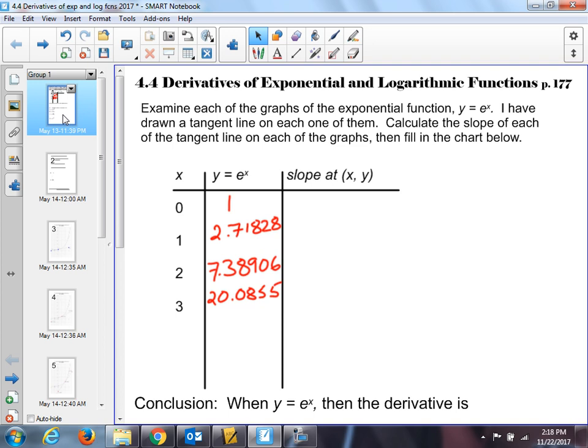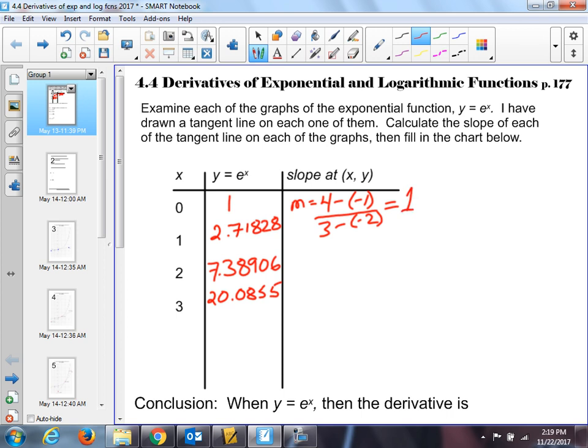I'm not standing up because my back hurts like a devil. And you're just applying the slope formula, right? Now, you don't have to write out your calculations, but just to remind you. So we're going 4 minus -1, y minus y, over 3 minus -2. And it is 1, right? Okay. So that's from the first graph that I gave you guys.